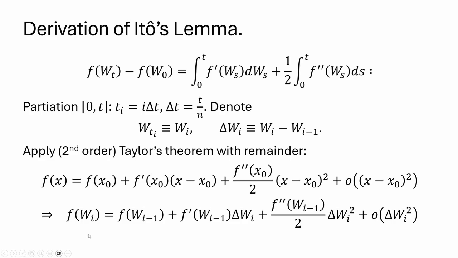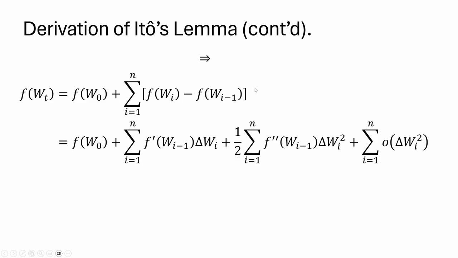So we get f(W_i) equals f(W_{i-1}) plus f'(W_{i-1}) delta W_i plus half f''(W_{i-1}) delta W_i squared plus higher order terms in delta W_i squared. And just like in the proof for FTC, let's write f(W_t) as a telescoping sum. And the sum now breaks into three parts. Passing to the limit in the mean square sense, the first term tends to the integral of f'(W_s) dW_s. That's just the definition of Ito integrals.